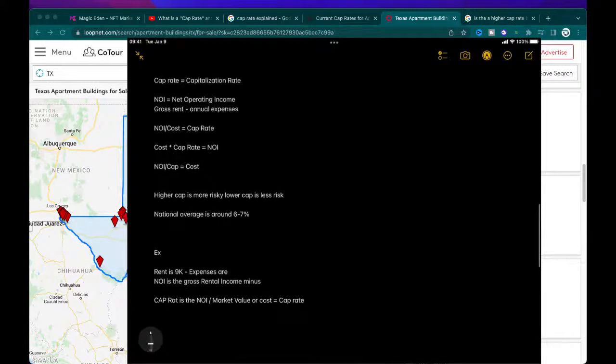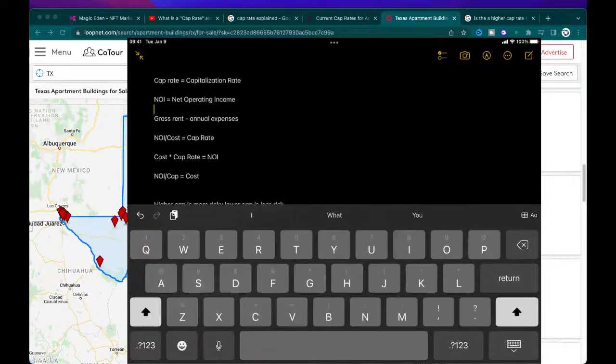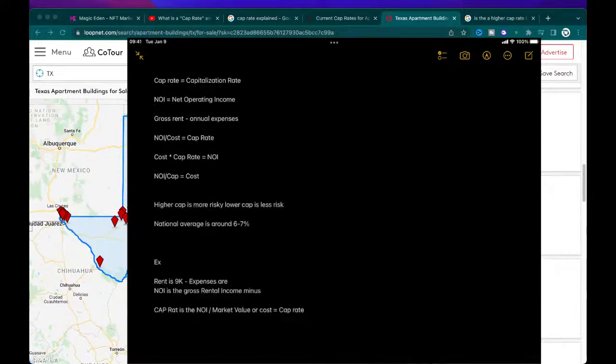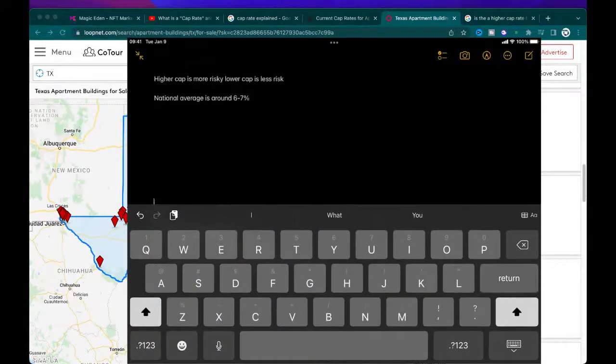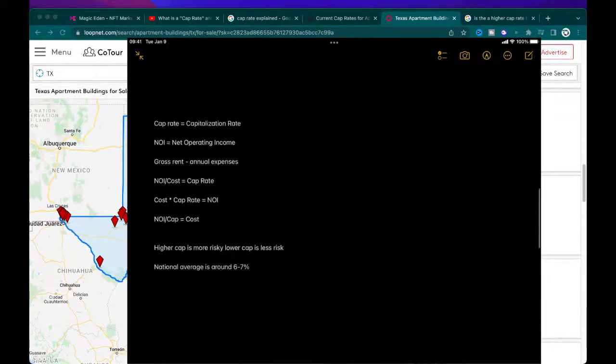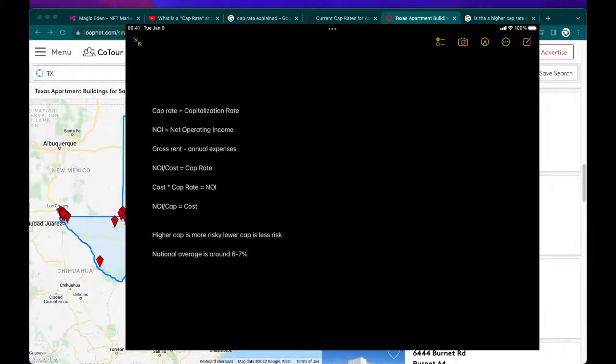So, capitalization rate, NOI equals net operating income. Let me space these out for you so you can see it easier. There you go. Okay. Net operating income. Let's get that out of the way. So you've got a full picture, you guys can take a screenshot if you like. Boom. Net operating income is the gross rent minus annual expenses. Then let's say you want to calculate cap rate. You can go NOI divided by the cost equals the cap rate, or you can do cost times the cap rate equals NOI, or you can do NOI divided by the cap rate equals the cost. These are all ways that you can go about executing this plan to figure out what those numbers are going to look like for you.